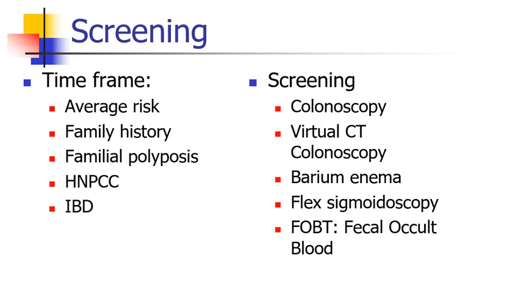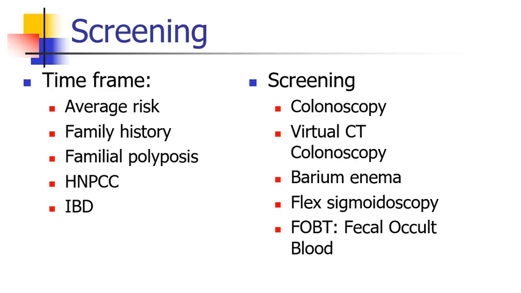The screening, if you are an average risk, used to be age 50, now they're saying age 45, have your colonoscopy, and then every 10 years after that. If you have a family history, then you should start your colonoscopies at age 40 or 10 years before the youngest person in your family came down with colon cancer.